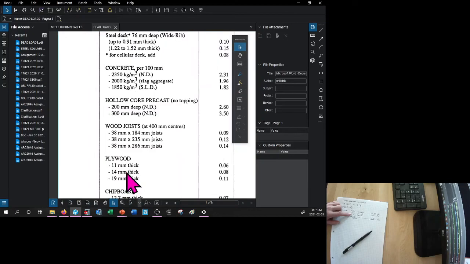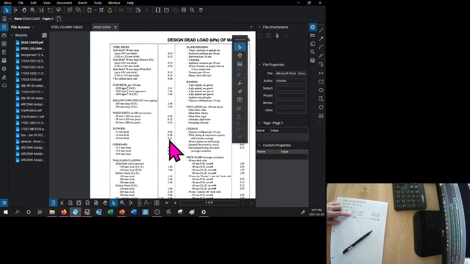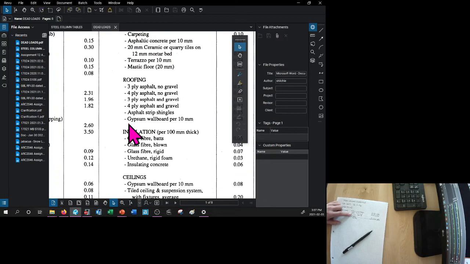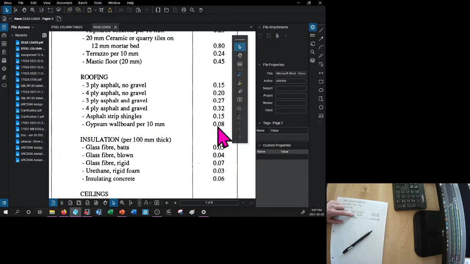And then they gave us 12 millimeters of gypsum wallboard soffit. So let's take a look. There's plywood, there's chipboard, gypsum wallboard. So GWB is gypsum wallboard per 10 millimeters is 0.08, but we have 12 millimeters of it. So 12 divided by 10 times 0.08, we've got 0.096 kPa of gypsum wallboard.